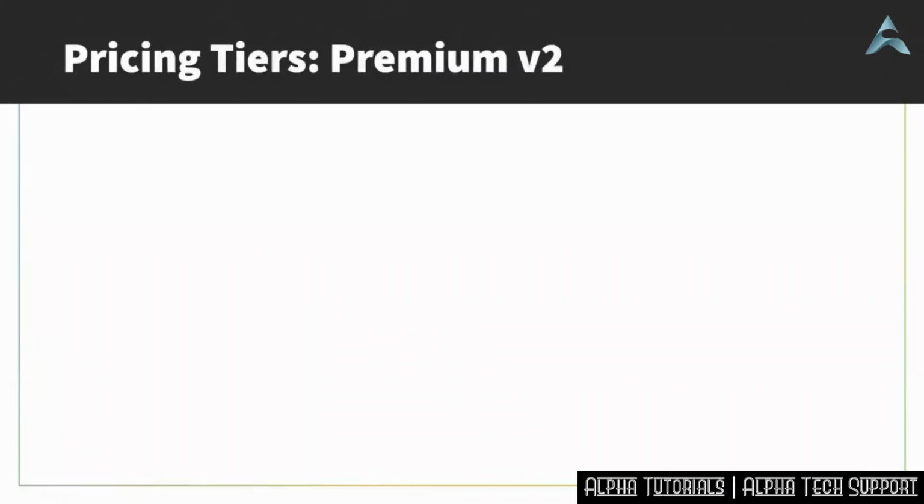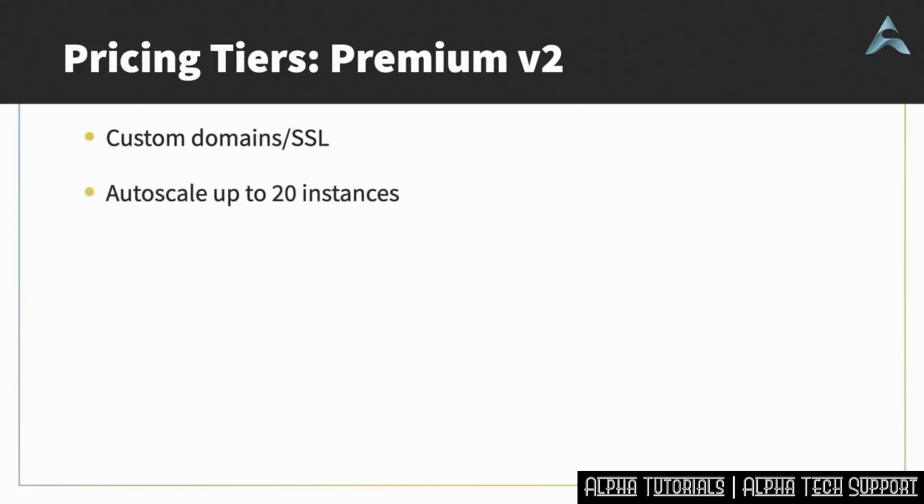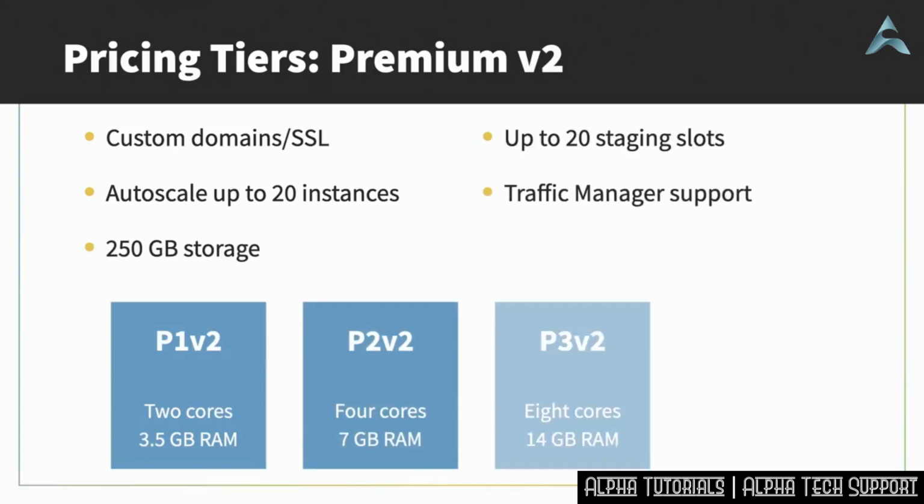We also have other things like, for example, Premium V2, where we still have custom domains with SSL. We have autoscaling that officially can go up to 20 instances, but in some regions we can even get to 30, but I didn't want to put that here in writing. We have 250 gigs of storage, up to 20 staging slots, and also traffic manager support. So, yeah, very cool things in here.